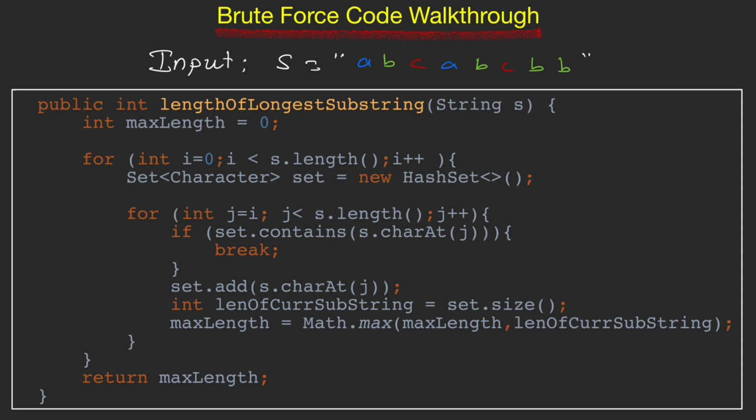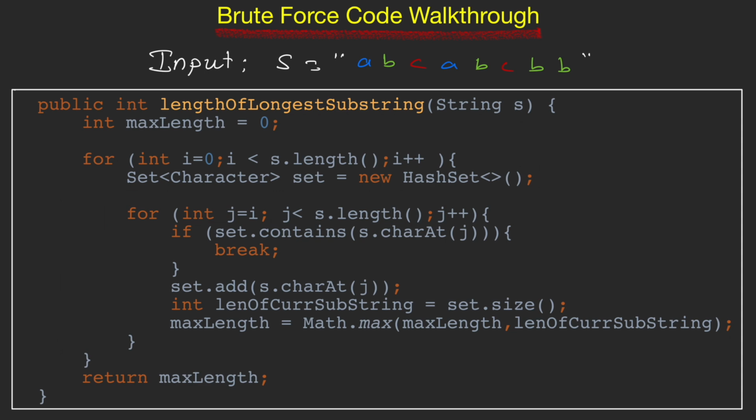Inside this loop, we create a hash set. This set will store the characters we have seen so far in the current substring and help us quickly check if we have hit a duplicate. Now, we run another loop with index j starting from i up to the end of the string. This is our ending point, expanding the substring character by character.